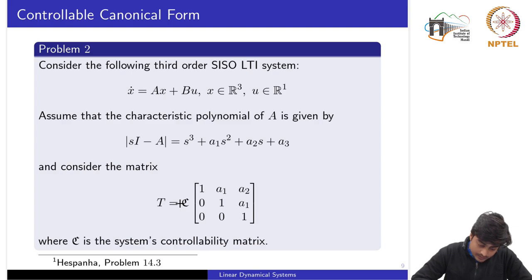In problem 2, we are given again an AB pair where X is three-dimensional and U is scalar. So assume that the characteristic polynomial of A is given by this one, and we define another matrix T, which is equal to the controllability matrix times another matrix composed of some of the elements of the characteristic polynomial. So this matrix is important here.